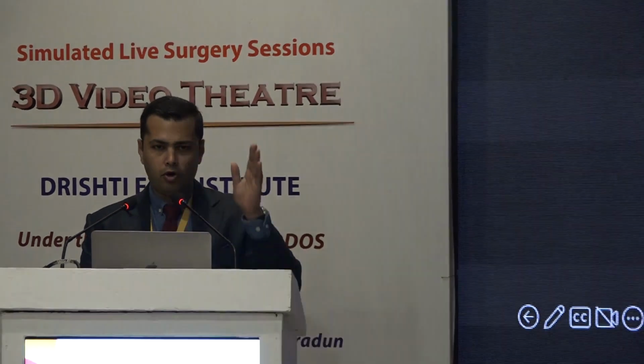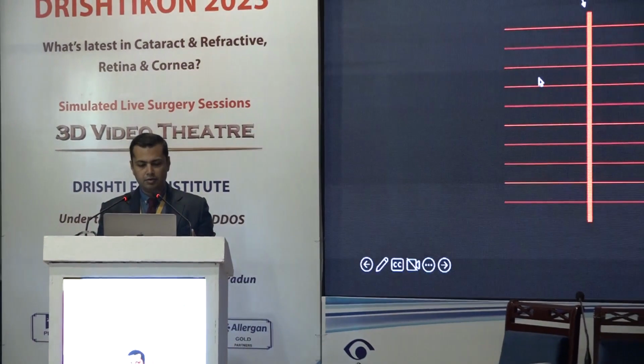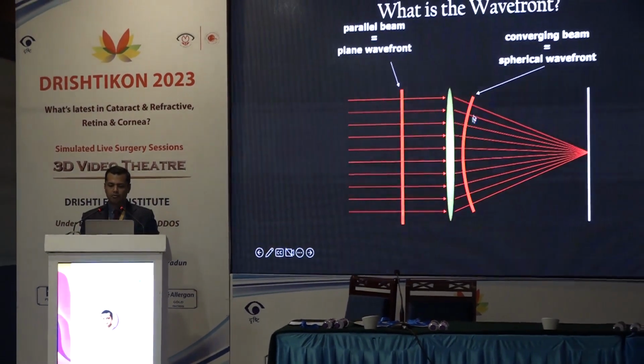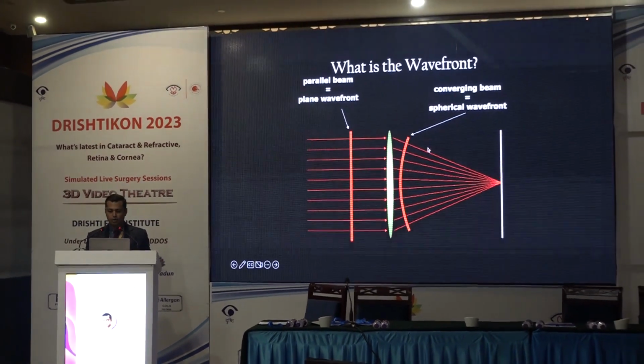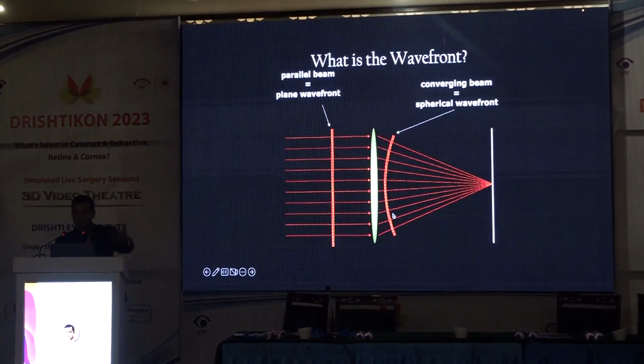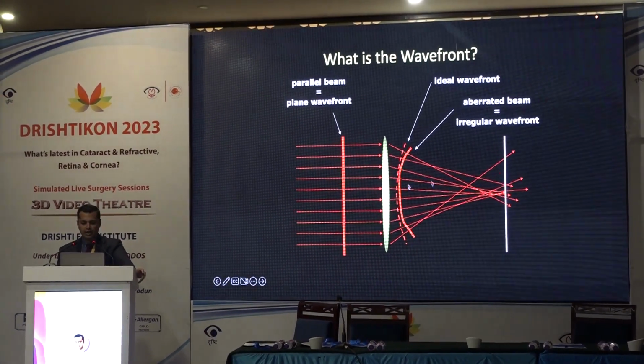So wavefront in optics, if you remember, even in our school days, when the light travels, if you draw a point of all the points in phase, you get a wavefront. So if your parallel rays are going, then you get a plane wavefront. If you have converging rays of light, you have what is known as a spherical wavefront. So all these points of the rays are in phase. So it gives you a frame or a surface. So if you have a good parallel ray of light, you have an ideal wavefront.